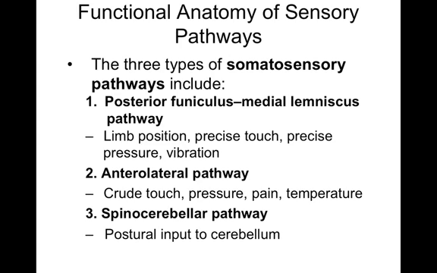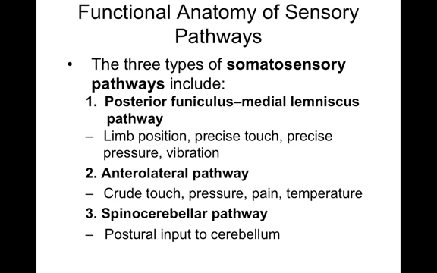So we've got three main pathways here for the somatosensory pathways, right? We have the anterolateral, which is for crude touch, pressure, vibration, and pain. We have the posterior funiculus, which was for limb position, precise touch and pressure, and vibration. As well as the spinocerebellar pathway, which sends postural input, giving information about what your body's position is straight to the cerebellum. That way the cerebellum can process that and decide what to do with it.